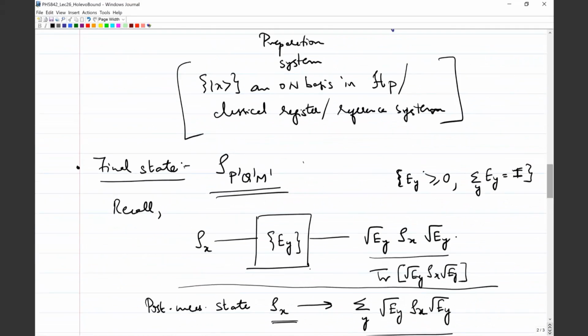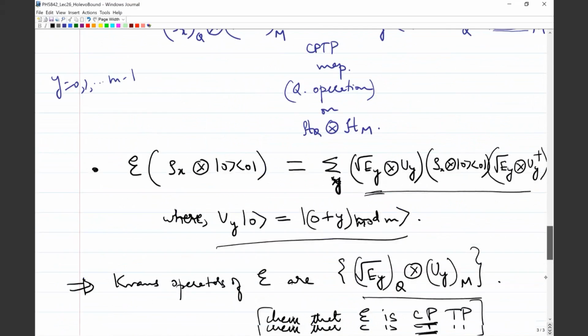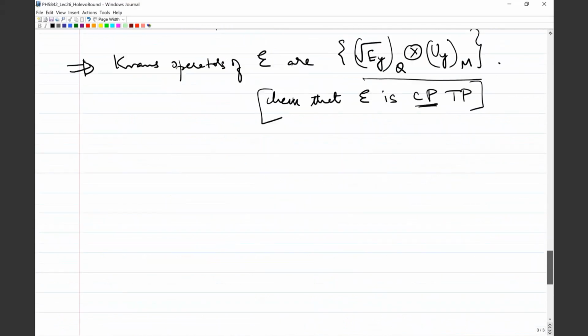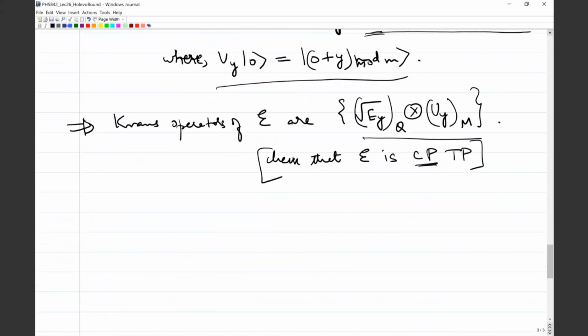What I want to write down. So now that I have hopefully convinced you that this is what the measurement transformation looks like, now we can write down the final state, the final tripartite state, as rho p prime q prime m prime, which is a sum over x and a sum over y, right?